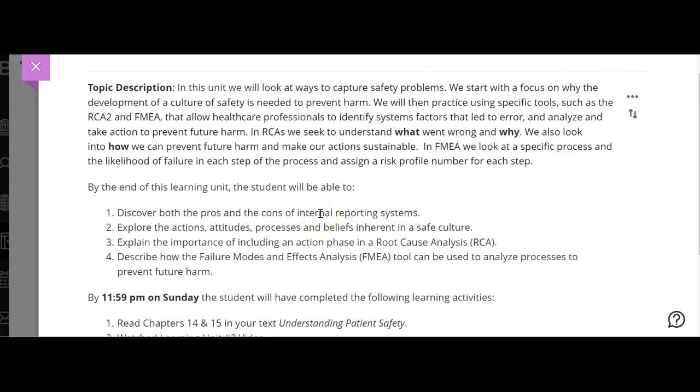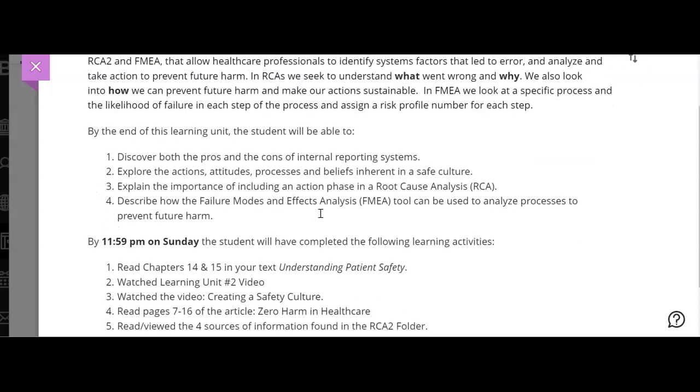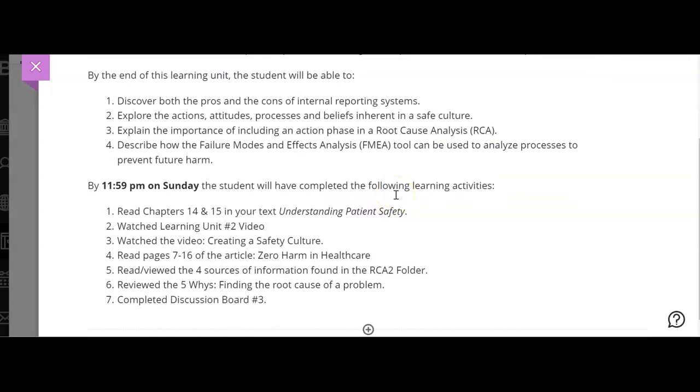So at the end of this learning unit, you're really going to be able to explain and describe how the failure modes and effects analysis, the FMEA tool, can be used to analyze processes to prevent future harm, and you're going to be able to explain the importance of including an action phase in root cause analysis. You're going to do that by reading 2 chapters in your textbook, 14 and 15.